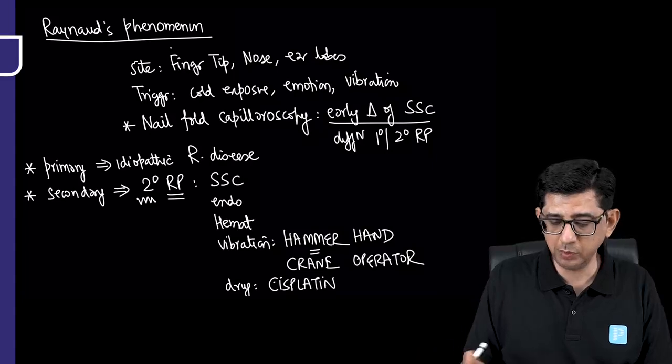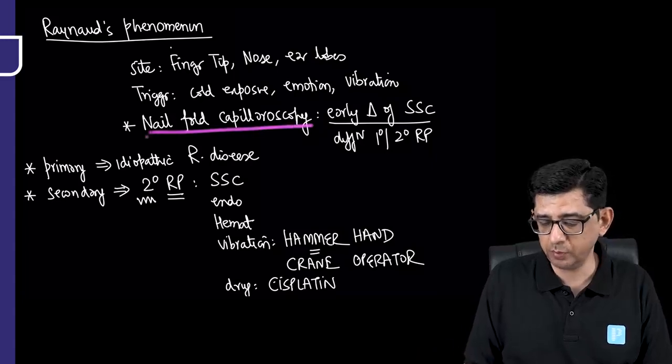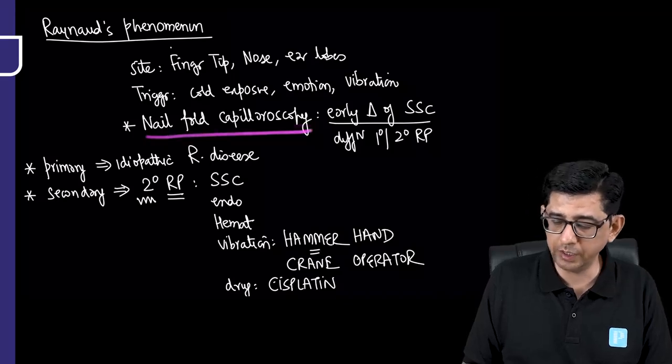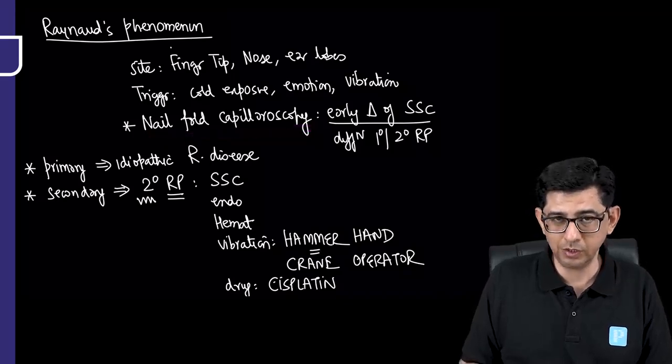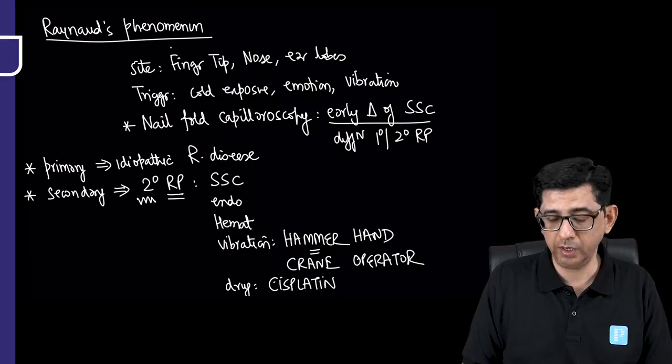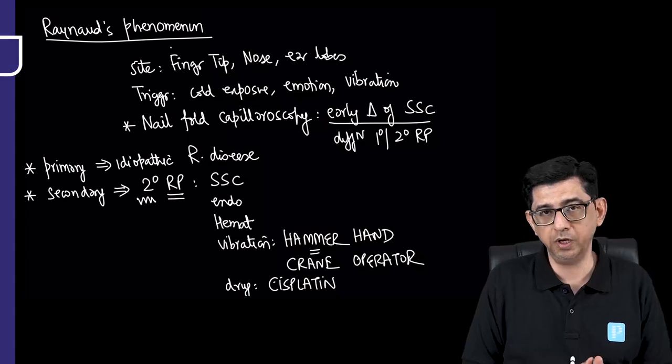But two data that must be remembered from this slide: one, this nail fold capillaroscopy as an investigation for early diagnosis of systemic sclerosis. It is not as accurate as the antibody and the immunofluorescence studies that I've said, but yes, it is a welcome addition to our arsenal of investigations that can be done for workup.